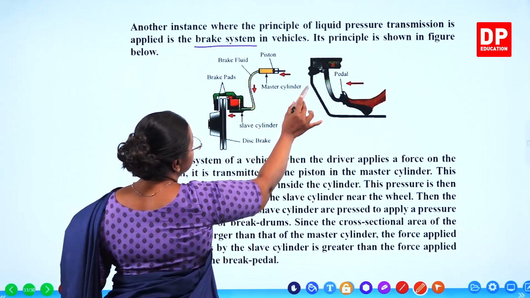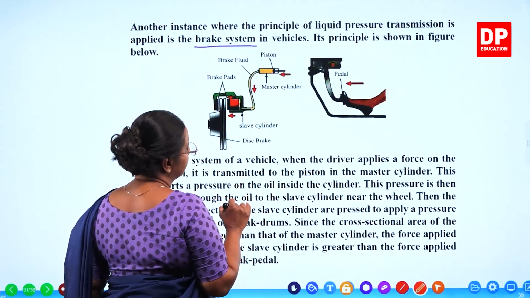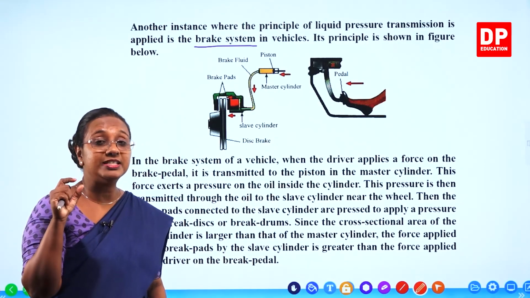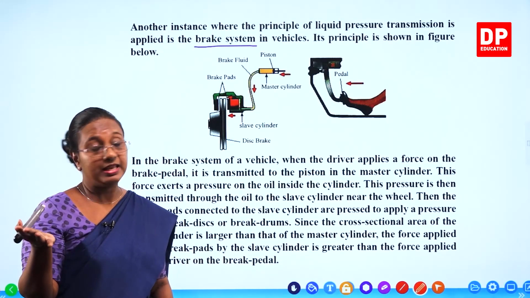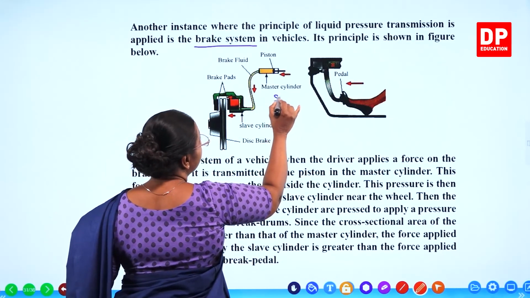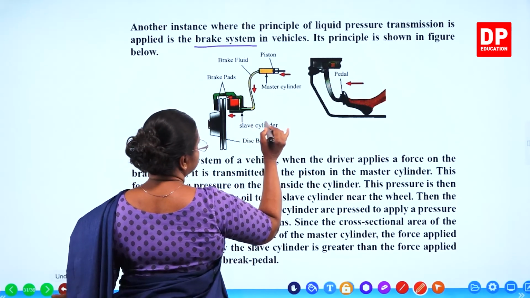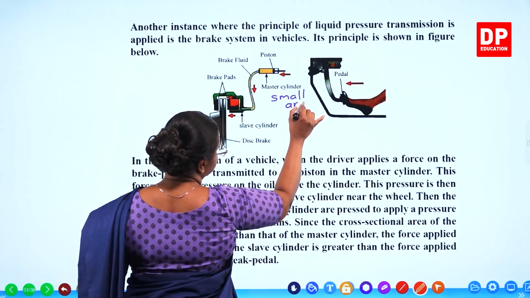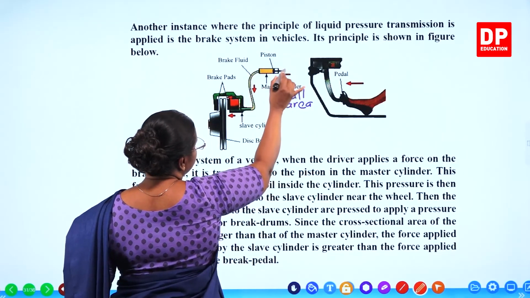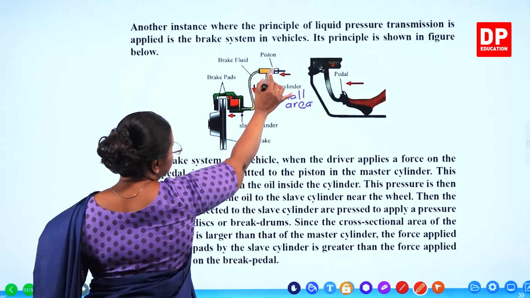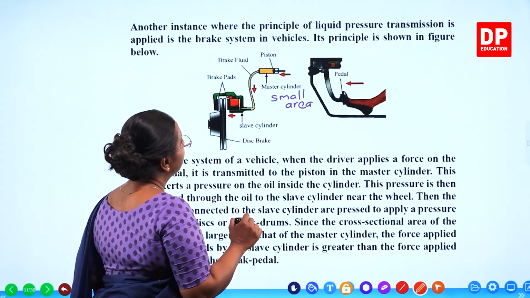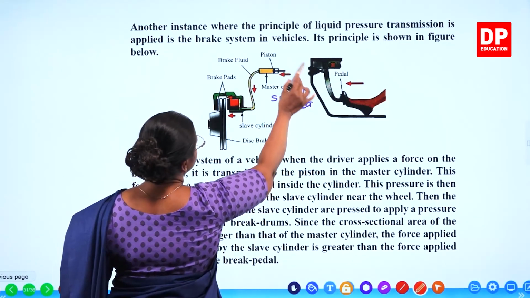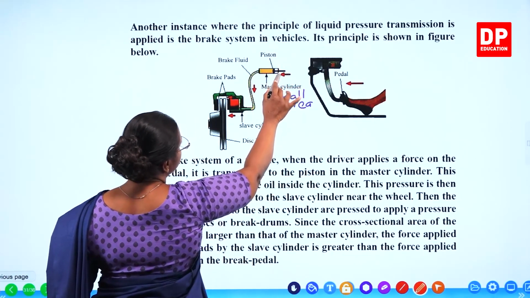And this is connected to a master cylinder. That master cylinder is a small cylinder, or it has a small area. Master cylinder, small area. So there is a liquid. So you can see the piston with a small area when we apply the force. So here you can see, students, we have the small area, the small piston.